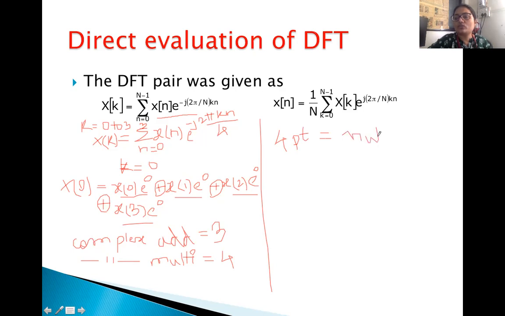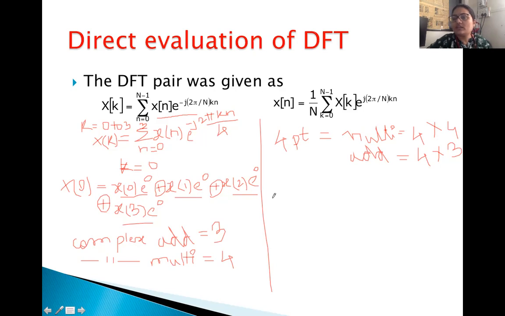Complex multiplications that are required, I can write here complex multiplication. This is 4 point. So this is going to be 4 multiplied by 4. In the similar way, I can write it as complex addition. So how many complex additions are required? This is 4 points. So I will write 4 as it is, multiplied by additions. How many? 3 additions per point computation. So 3 multiplied by 4. So these many multiplications and these many additions are required.